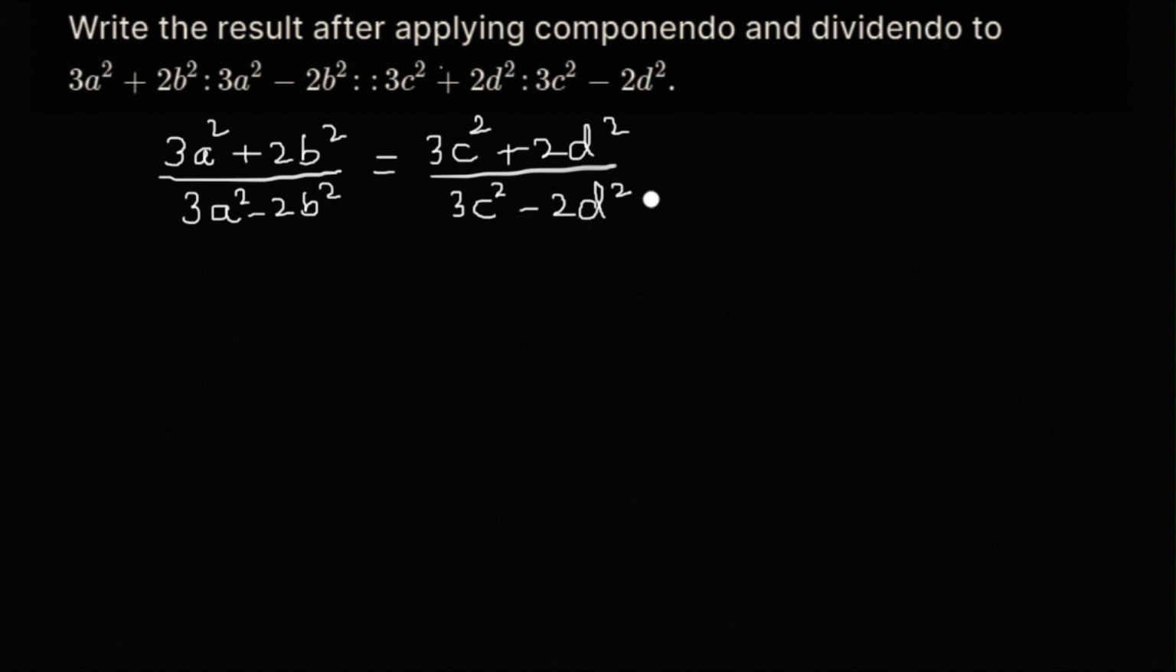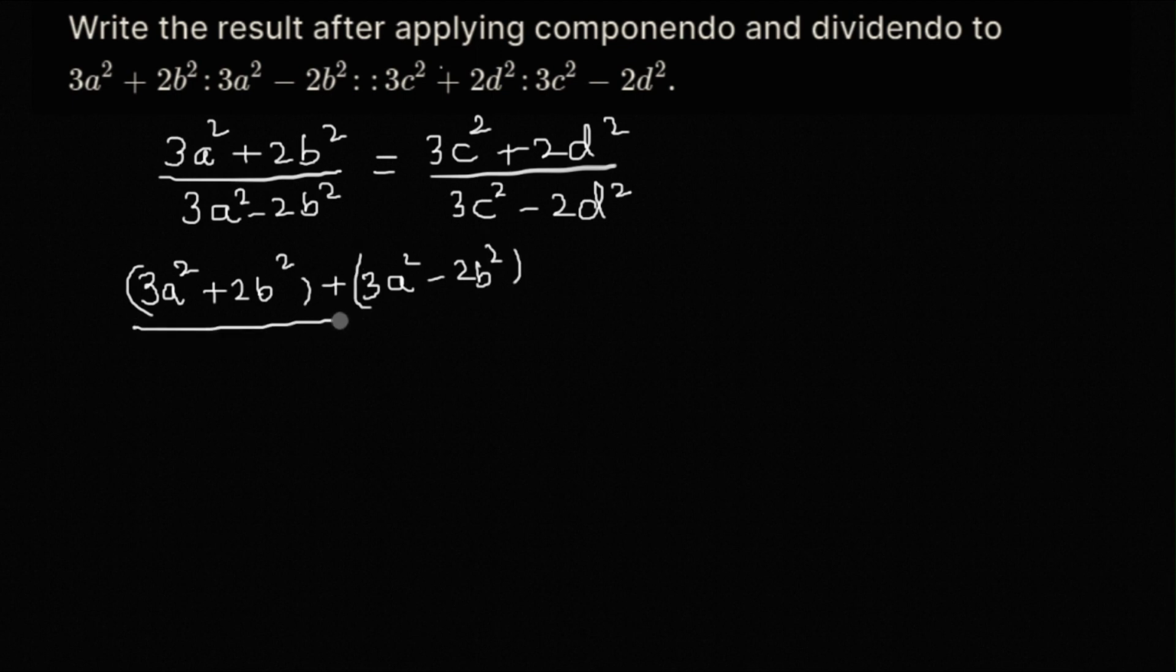In our last video we have already discussed what componendo and dividendo is. It says that if you take this as a numerator and denominator, first we need to add and then we have to find the difference. So according to the rule, we add both the numerator and denominator in the numerator itself: 3a square plus 2b square, and add the denominator, that is 3a square minus 2b square.